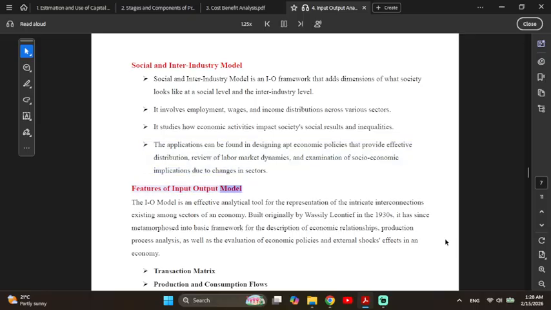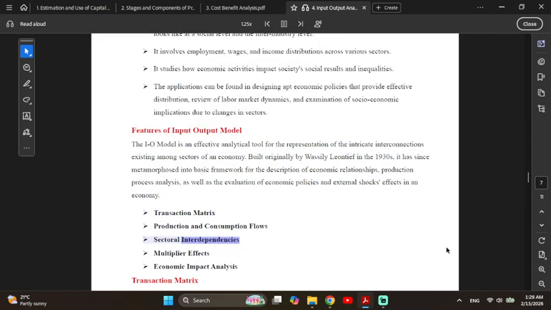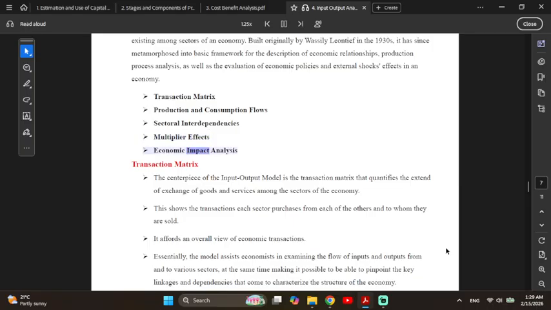Features of Input-Output Model. The IO model is an effective analytical tool for the representation of the intricate interconnections existing among sectors of an economy. Built originally by Vasily Leontief in the 1930s, it has since metamorphosed into a basic framework for the description of economic relationships, production process analysis, as well as the evaluation of economic policies and external shock effects in an economy. Transaction matrix. Production and consumption flows. Sectoral interdependencies. Multiplier effects. Economic impact analysis.